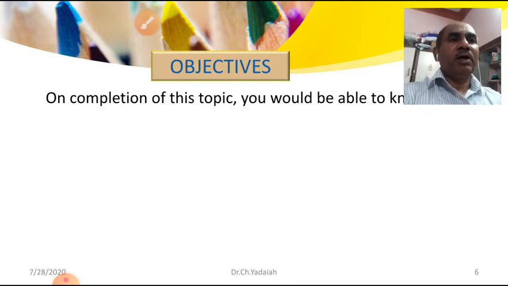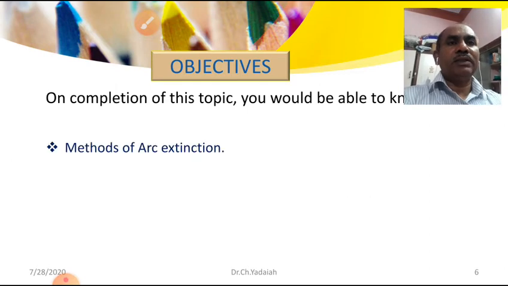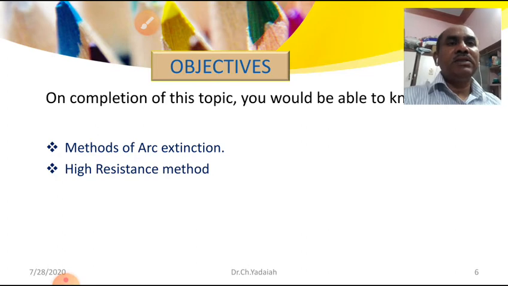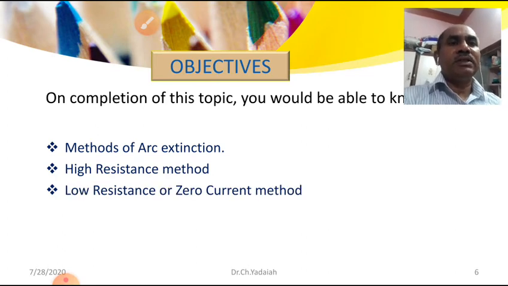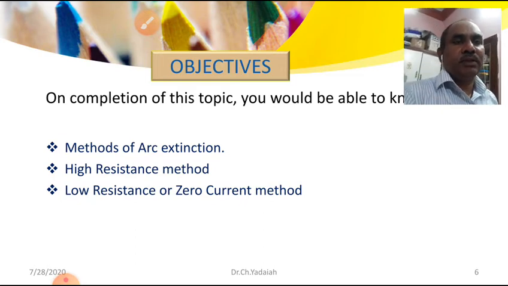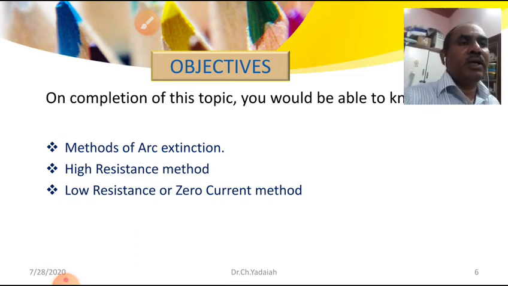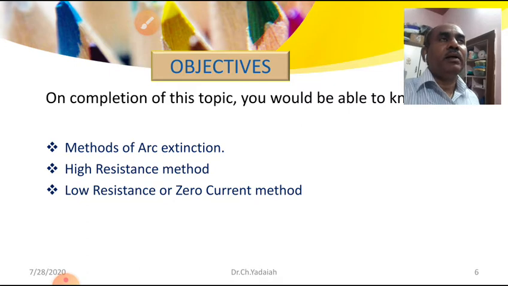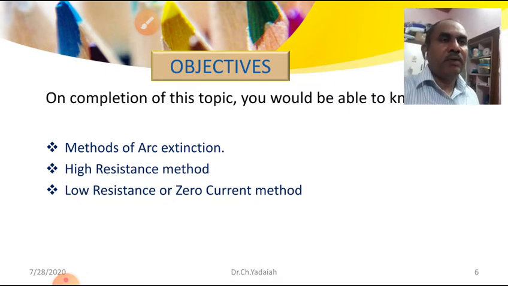Today our objective is that on completion of this topic, you would be able to know the methods of arc extinction: the high resistance method and the low resistance method, or we can say the zero current method. These two methods are generally employed in circuit breakers in our power system.